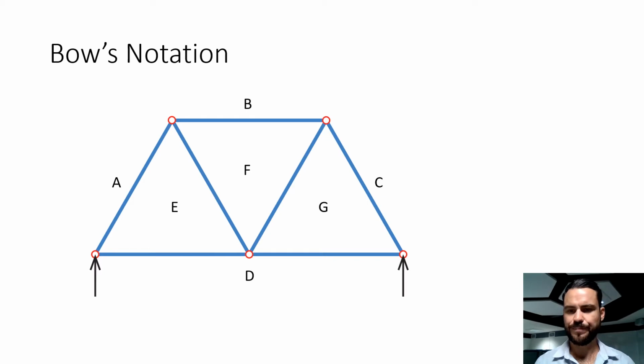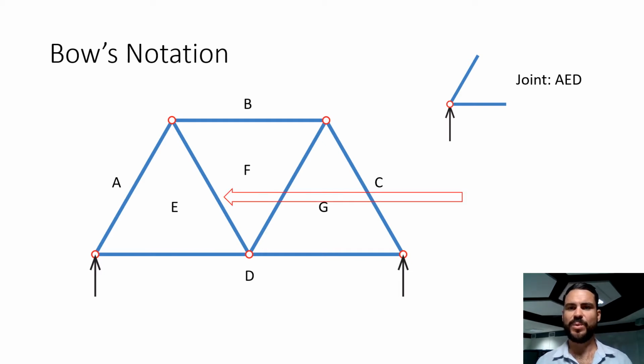That's Bow's notation. Now, the reason for labeling a system like this is so that we can then break the system apart and look at the individual joint systems. So we can then call that joint AED, for example. And if we're looking at a member like that, we can then call that member EF. Okay, so that's the reason for Bow's notation.